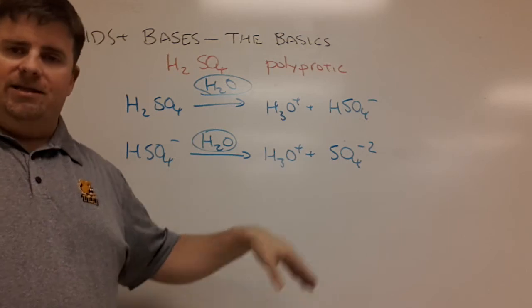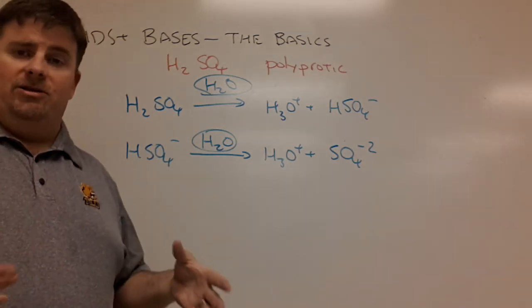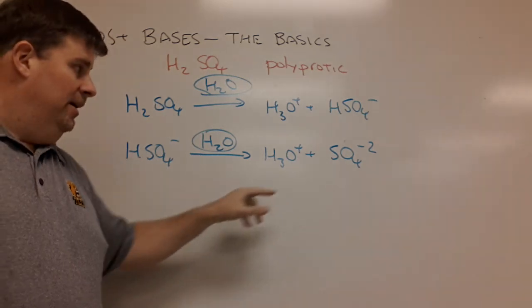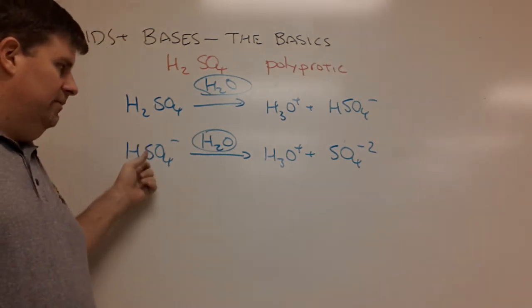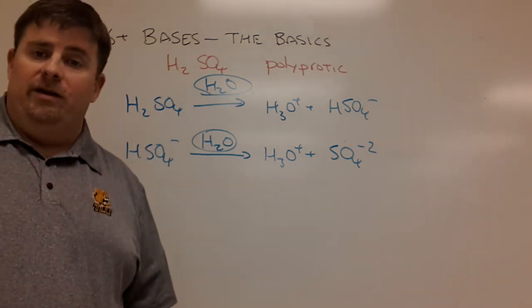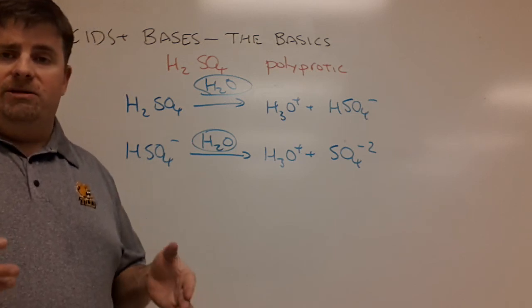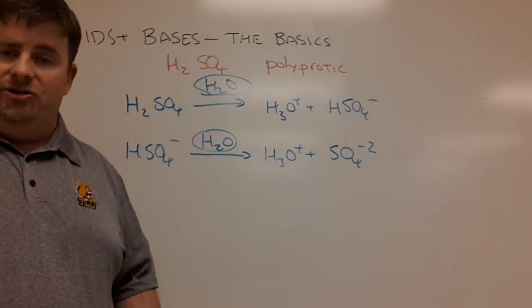Because it's a weak acid, it doesn't completely dissociate when it hits water. So there's not a lot of sulfate left over in the water system. However, there is going to be a lot of bisulfate in that water system. Okay? So polyprotics are just acids that give up more than 1 hydrogen. You should be aware of that.